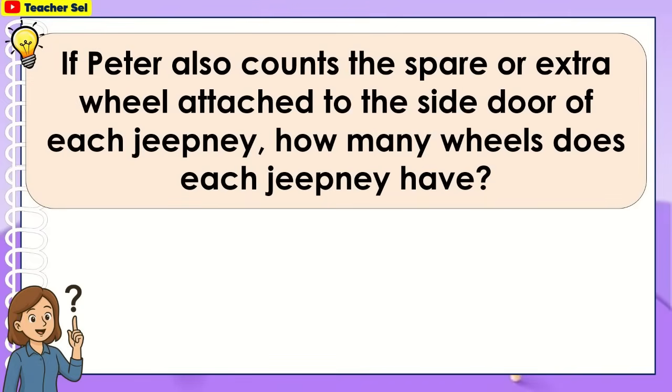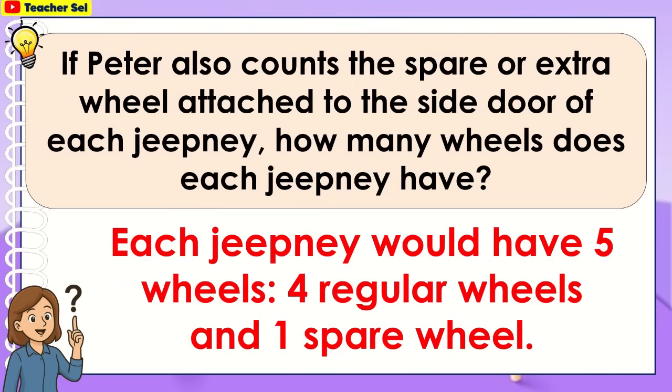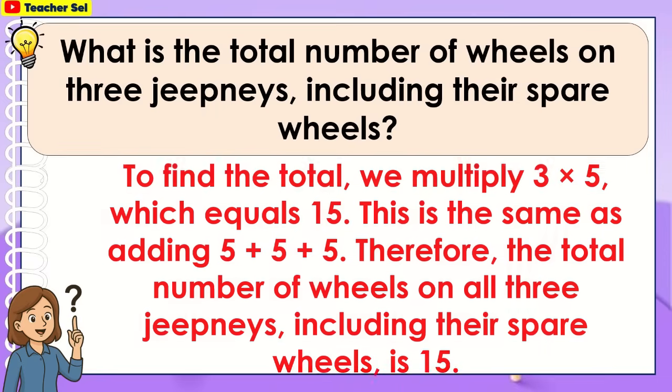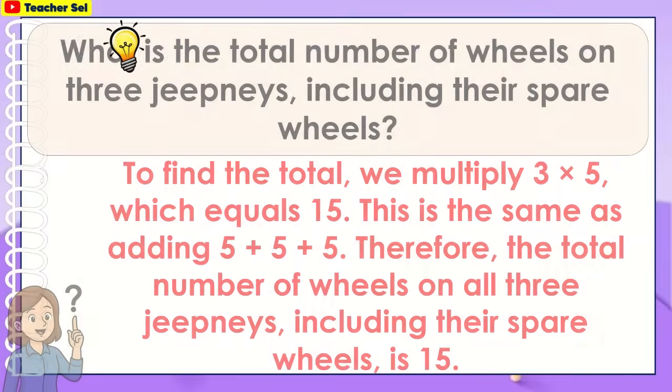If Peter also counts the spare or extra wheel attached to the side door of each jeepney, how many wheels does each jeepney have? Each jeepney would have 5 wheels, 4 regular wheels and 1 spare wheel. What is the total number of wheels on 3 jeepneys including their spare wheels? To find the total, we multiply 3 times 5, which equals 15. This is the same as adding 5 plus 5 plus 5. Therefore, the total number of wheels on all 3 jeepneys, including their spare wheels, is 15.